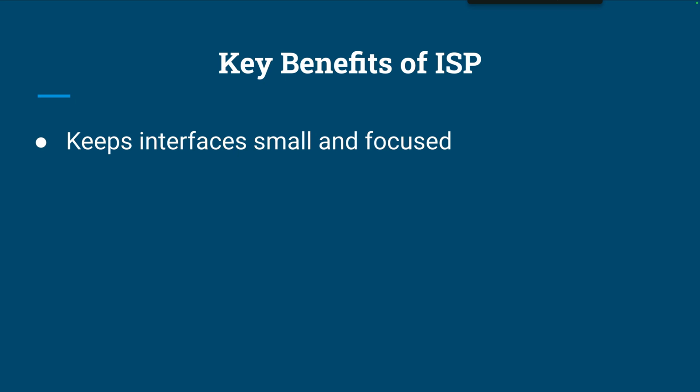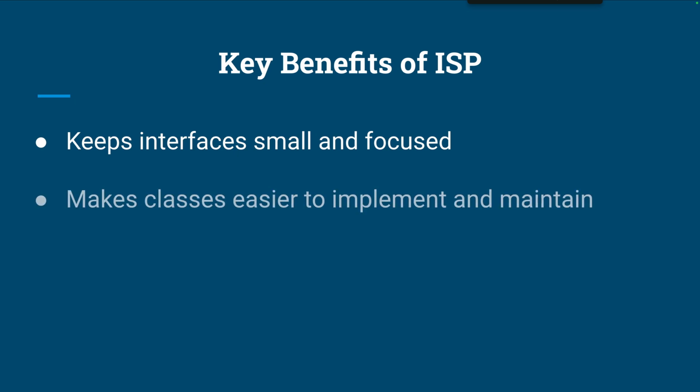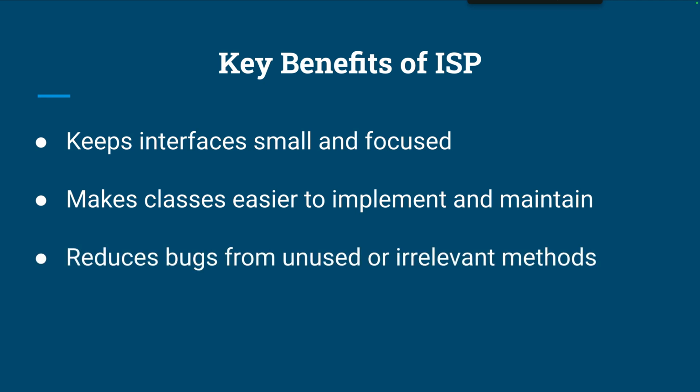Let's quickly go over why following the interface segregation principle is a big win. First, it keeps your interfaces small and focused. No bloated, do-everything interfaces, just clean, specific contracts. Second, it makes your classes way easier to build and maintain. You only implement the methods you actually need, so there's less to manage and less to break. And finally, it reduces bugs. No more weird placeholder methods, no more throwing errors just to keep an interface happy. You get cleaner, more reliable code and fewer surprises down the line.